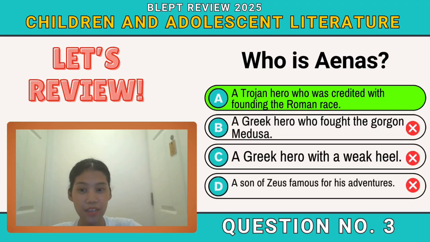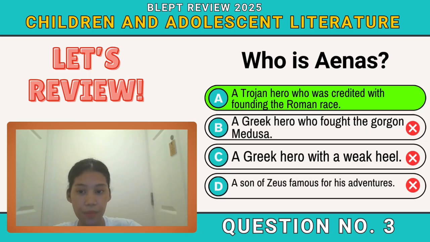So the correct answer is letter A, a Trojan hero who was credited with founding the Roman race. Aeneas, a mythical hero of Troy and Rome, son of the goddess Aphrodite and Anchises, Aeneas was a member of the royal line of Troy and cousin of Hector, while letters B, C, and D are the distractors of the third question.